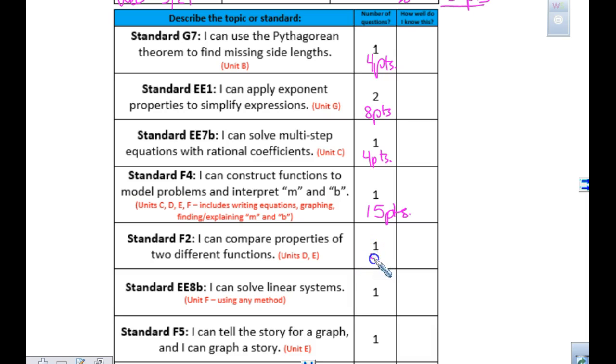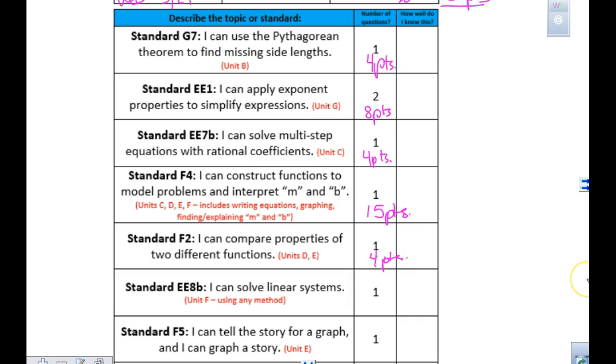So I can compare properties of 2 different functions. When you are looking at those, that's going to be 4 points. Comparing the properties is like when you look at a table or a graph or an equation, which one has a bigger slope, a greater slope? Which one has a greater y-intercept? Okay, so those are kind of our key properties when we think of comparing those.